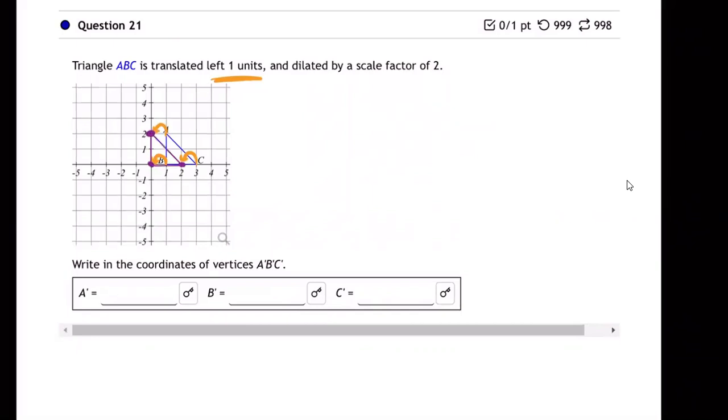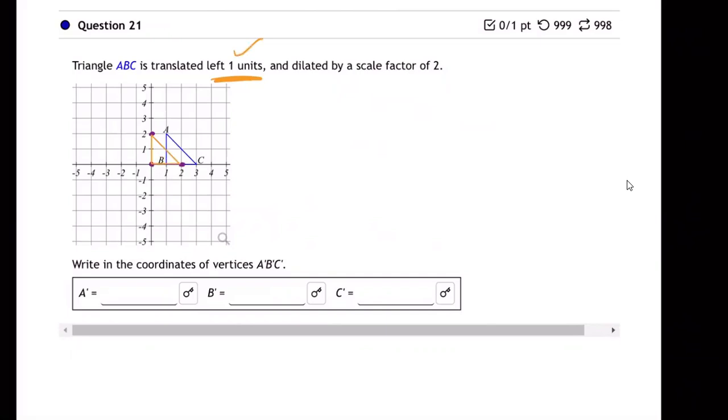So we just moved the whole thing left 1 unit. Boom, boom, boom. All right, that good? Let me clear that up. So I'll just put it here. So here, here, and here is our new triangle. Okay, so that's the first part, left 1 unit, did it, check, done with that.